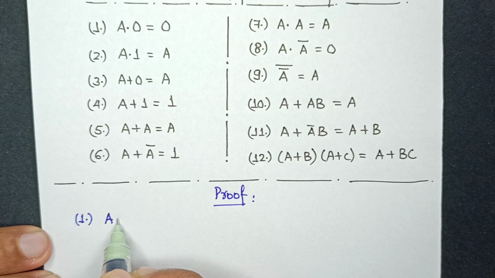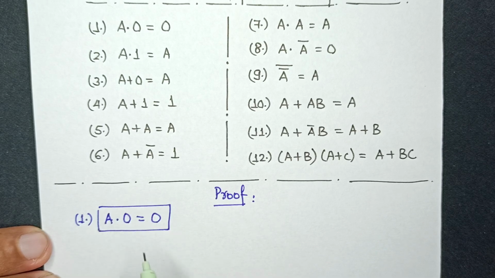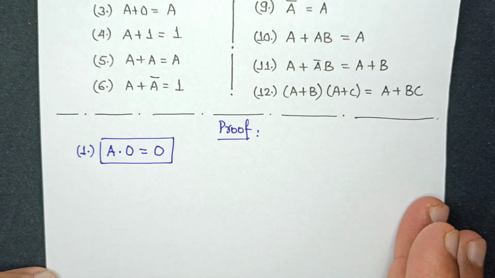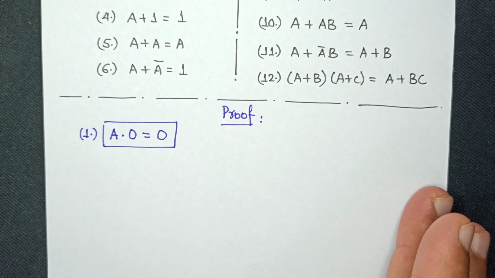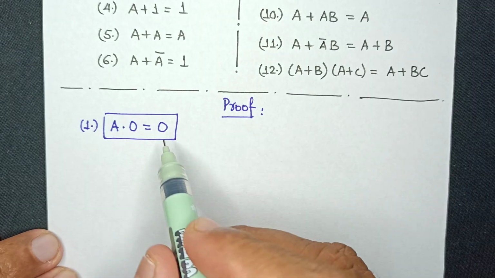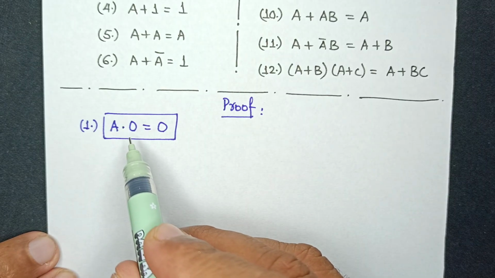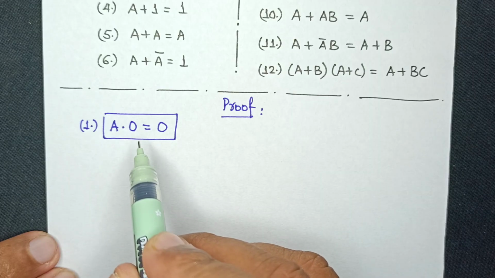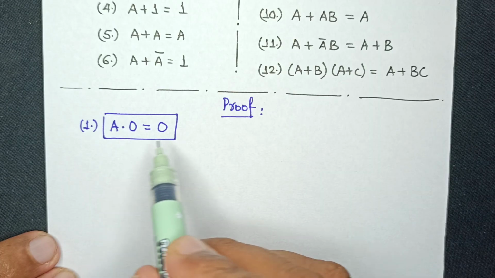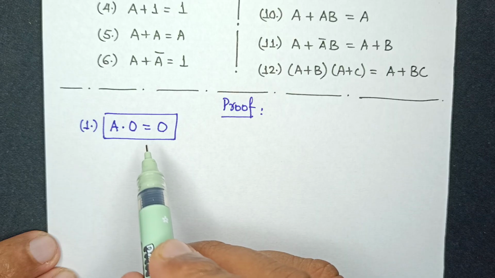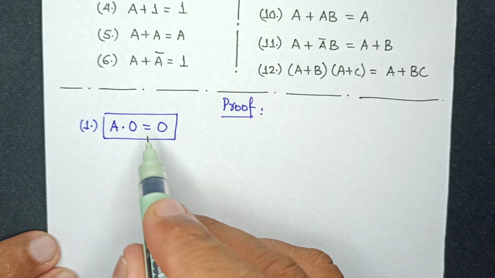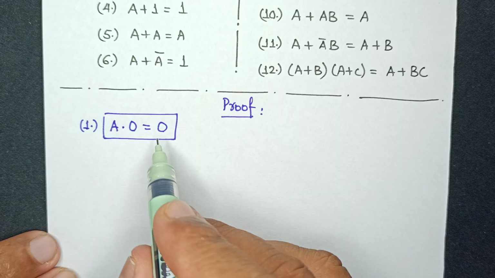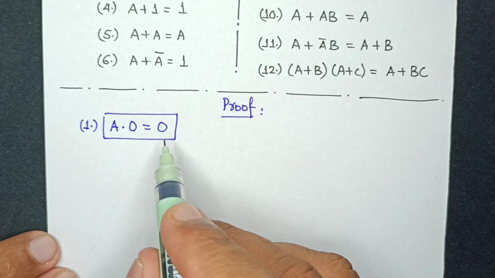Alright, so the first rule is that a dot 0 is equal to 0. Now let us see how this can be proved using simple concepts of logic gate. This rule states that whenever a variable is ANDed with 0, that is always equal to 0. So in other words, if at any instant of time one input to the AND gate is 0, the output is always 0 regardless of the value of the variable on the other input.